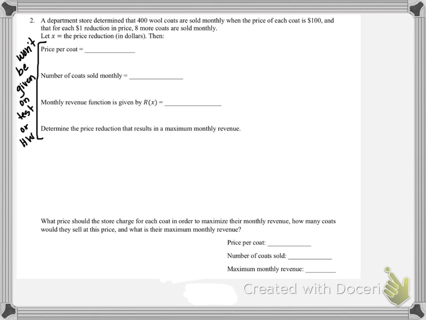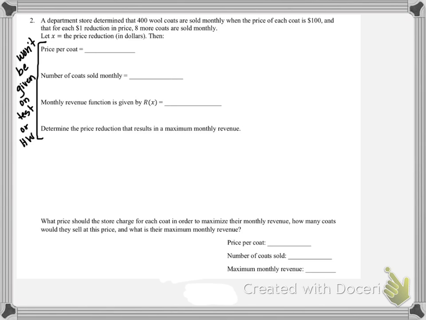So instead, we're going to make x the price reduction. So how much we lowered the price. And by doing that, we can come up with an expression for the price and the quantity a little bit more easily. And we can forego that step of having to write that linear equation for the quantity that we had to do last week.